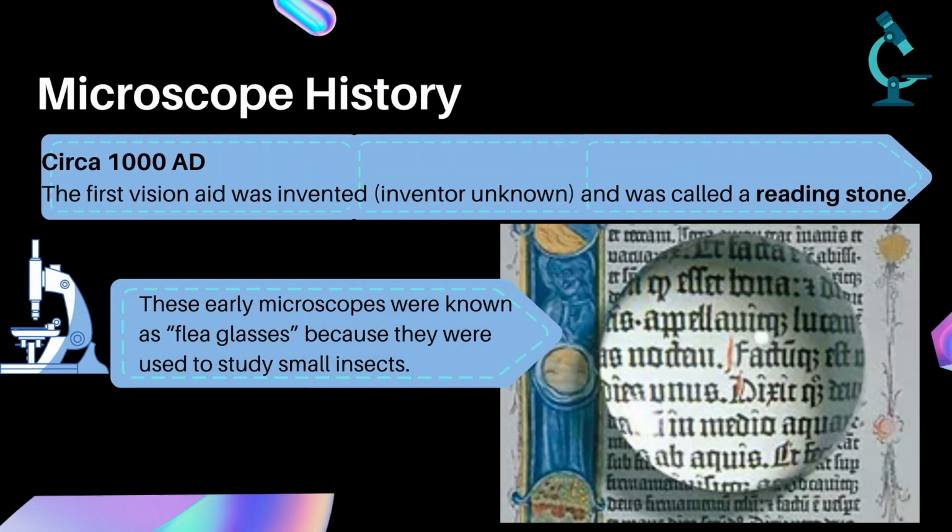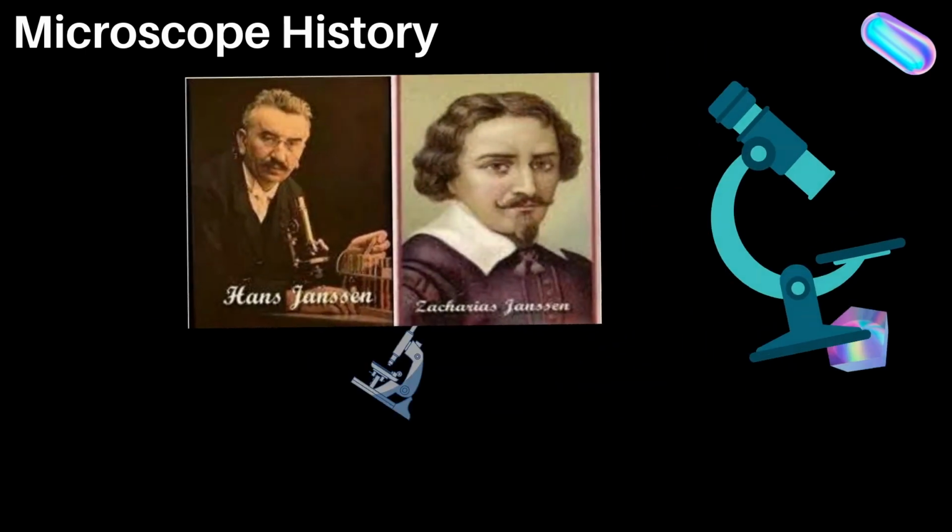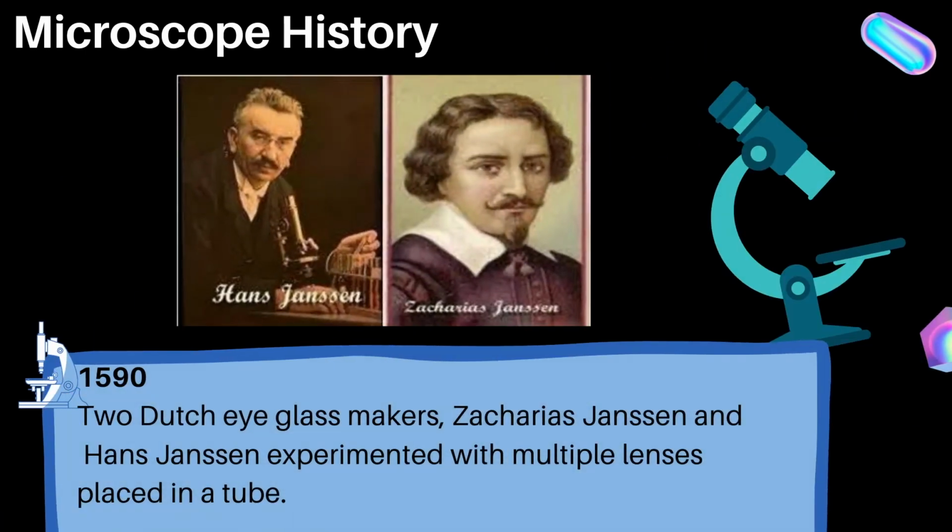In ancient times, the Roman civilization were already experimenting with glasses. They discovered that when glass is placed on top of a small object, an enlarged image is produced. These early microscopes were known as flea glasses because they were used to study small insects. Zacharias Janssen was credited with the creation of the very first microscope. Zacharias, together with his father, Hans Janssen, made the first microscope by putting several lenses together. This significantly magnifies the image that is observed.